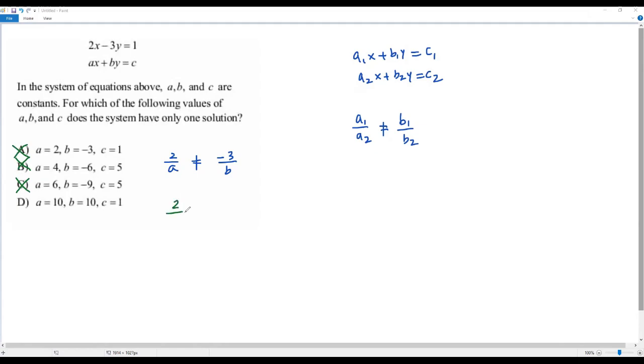I have to plug in a equals 10 and b equals 10. So negative 3 over 10. Here 2 goes into 2 one time, 2 goes into 10 five times. I'm getting 1 over 5 on the left side. On the right side, we cannot do any more simplification, so we keep it as it is, negative 3 over 10. Now this is true because 1 over 5 and negative 3 over 10 are not equal. So when a equals 10 and b equals 10, the ratio of the coefficients of x and the ratio of the coefficients of y in the given system are not equal. So for these values of a, b, and c, the given system has only one solution. The correct answer choice for this question is D.